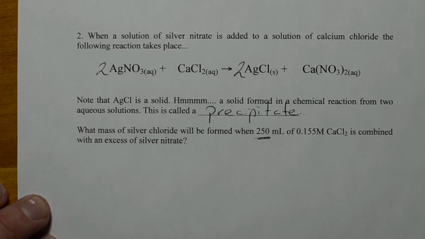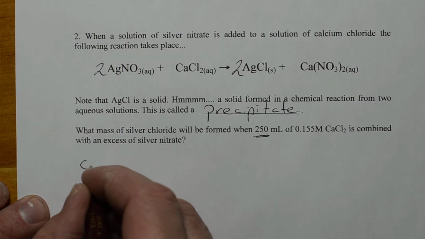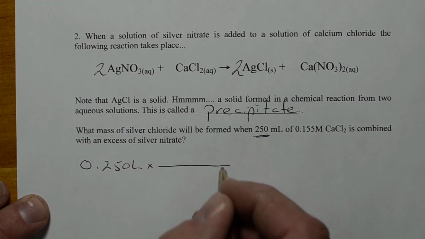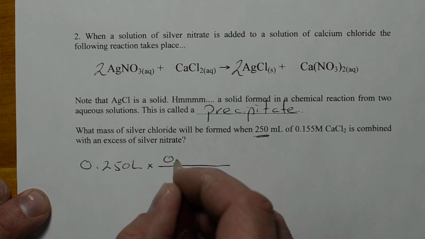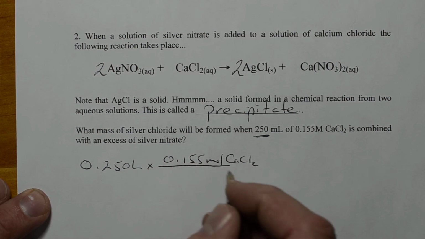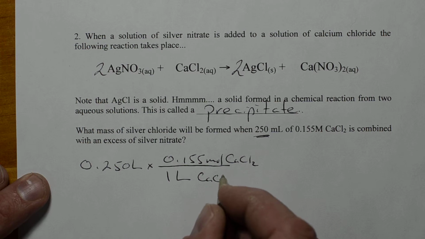Okay, so we're going to start with our 250 mL. Now, it's up to you what you want to do. If you want to convert that right away to liters, I think most of you are probably okay with calling that 0.250 liters, or we could put the milliliters into our conversion factor. Let's convert it right away to liters. So I'm going to say 0.250 liters. I want a conversion factor that's going to turn that into moles for me. Well, there's my conversion factor right there, 0.155 moles of calcium chloride. Oops, I forgot to put in my identifier there. That's in 1 liter of calcium chloride.